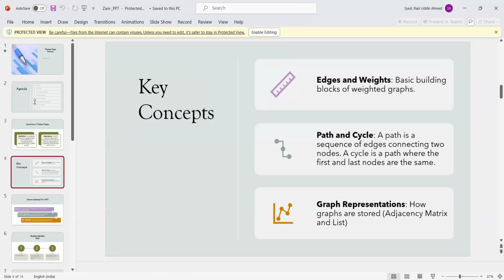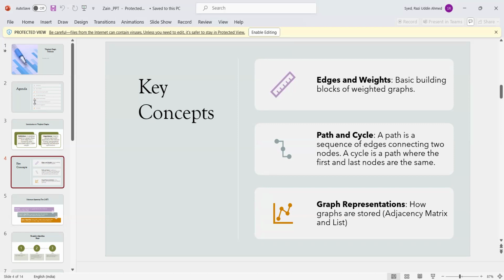We have key concepts in which we have edges and weights, paths and cycles, graph representation. Edges and weights are the basic building blocks of weighted graphs, connections between pairs of nodes. Weights are numerical values assigned to edges indicating cost, distance or capacity. In paths and cycles, a path is a sequence of edges connecting two nodes, whereas a cycle is a path that starts and ends at the same node.